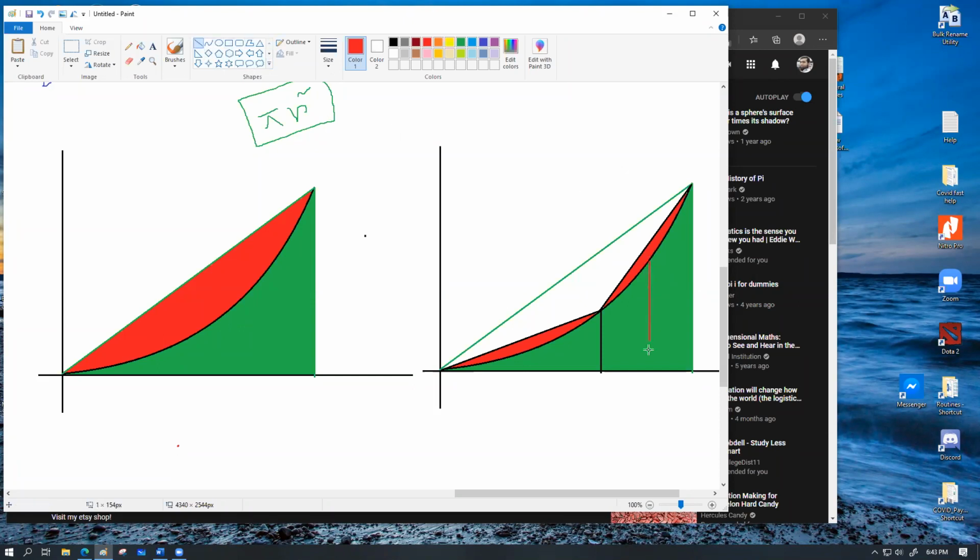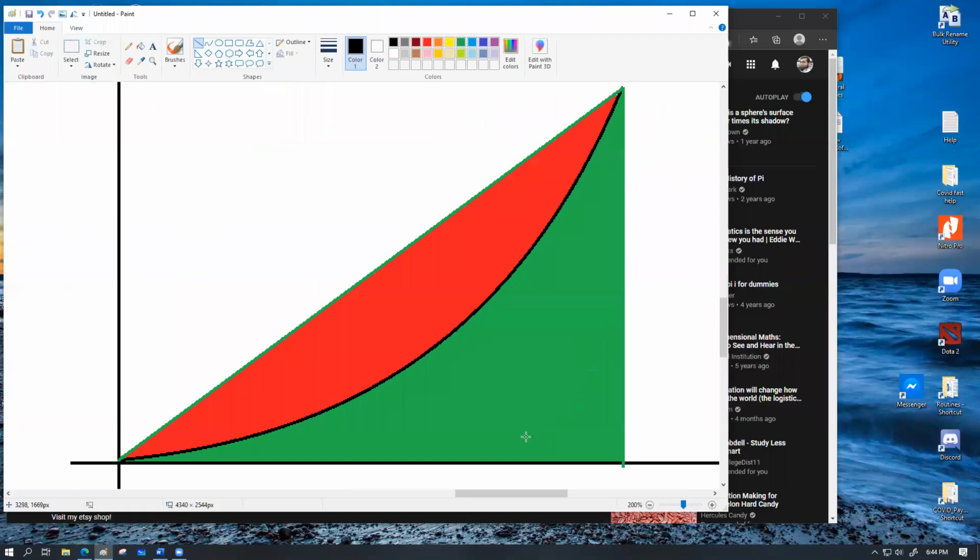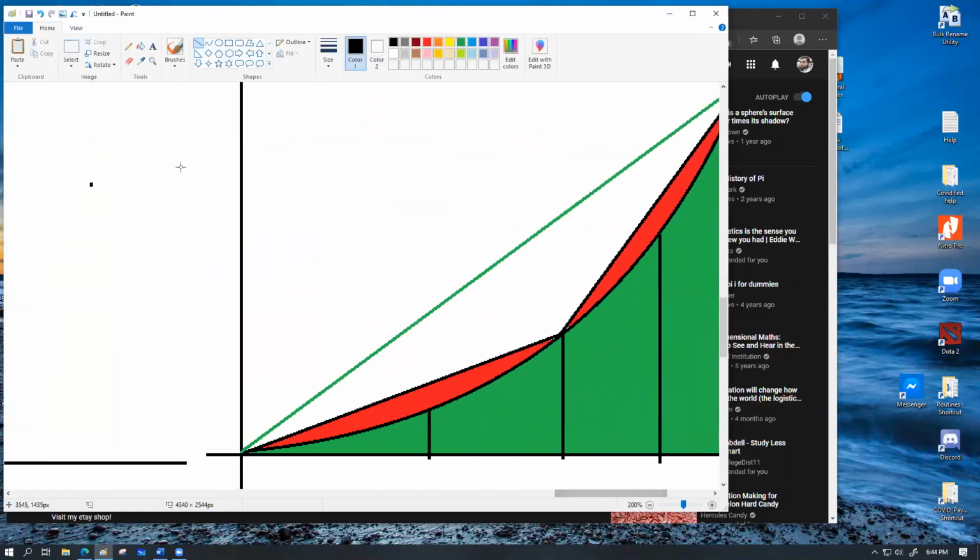I would like to use black for this one. In that case, our error would be even smaller, because if I make it into 4 segments, then I need to zoom in a little bit, I would be considering this much line to be a straight line and this much line to be a straight line.